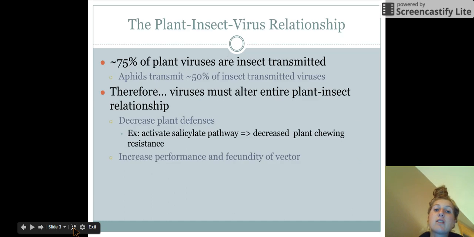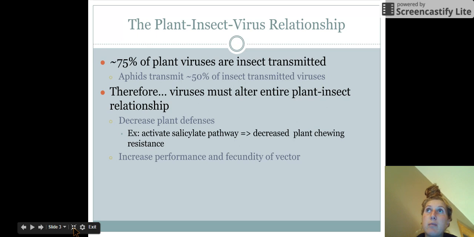And so here's the plant-insect virus relationship. Plant viruses have basically hijacked the plant-insect relationship to their own advantage. About 75% of plant viruses are insect transmitted, and aphids transmit about 50% of these insect transmitted viruses. There are other insects such as thrips which can transmit plant viruses, but aphids are the main one. Therefore, viruses must alter the entire plant-insect relationship.